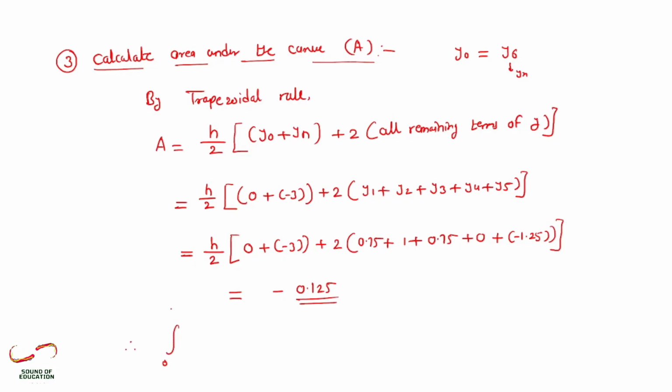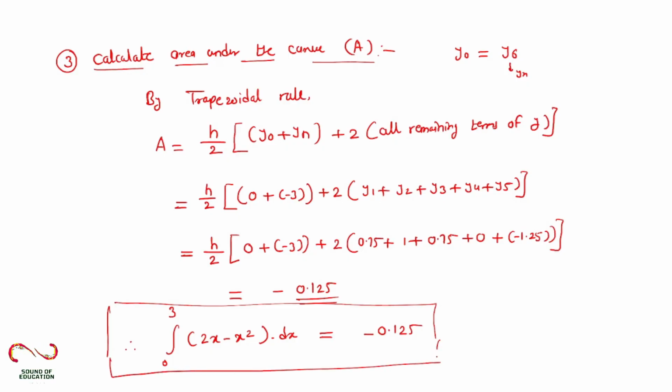You have to write the answer in this way: integration from 0 to 3 of 2x minus x square dx is equal to minus 0.125. So this is your final answer, right? So only 3 steps you have to follow for calculating the area under the curve by using trapezoidal rule.